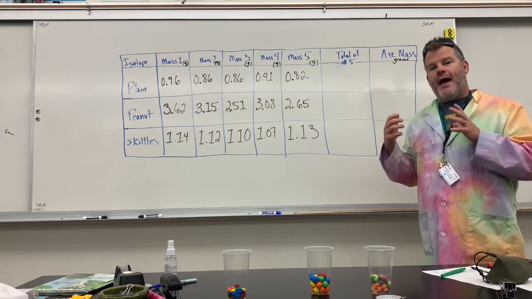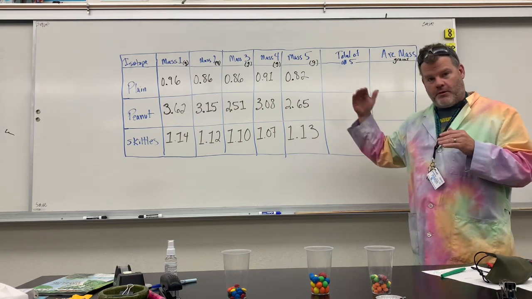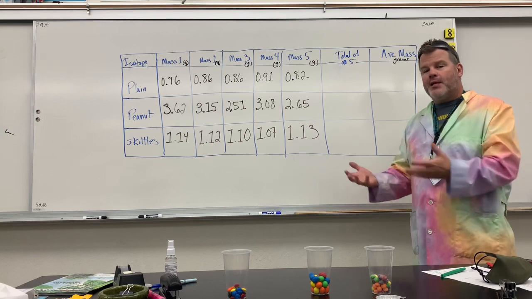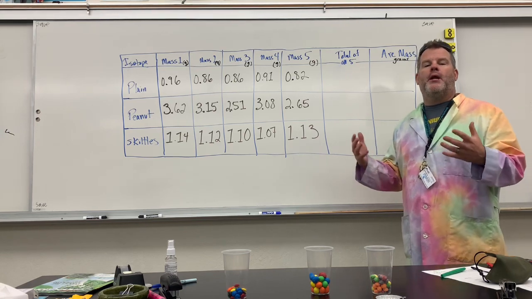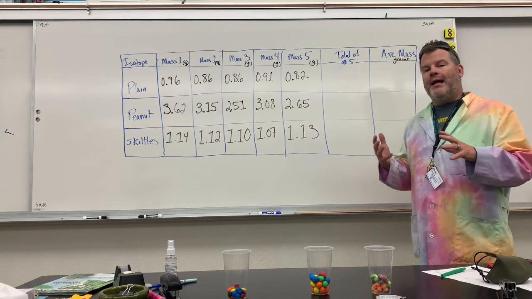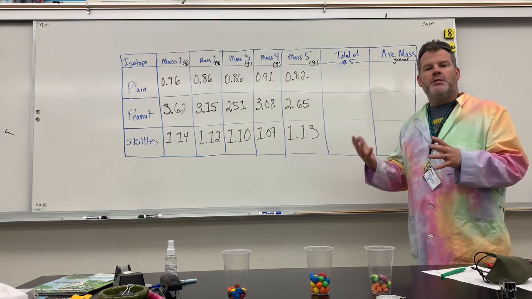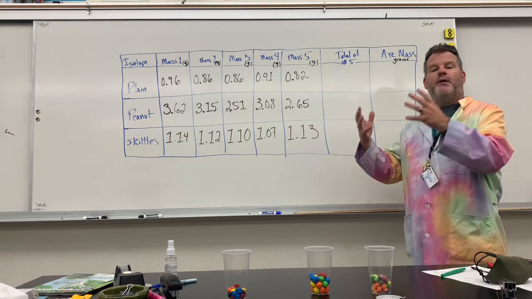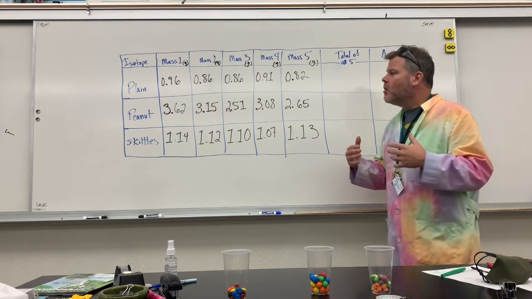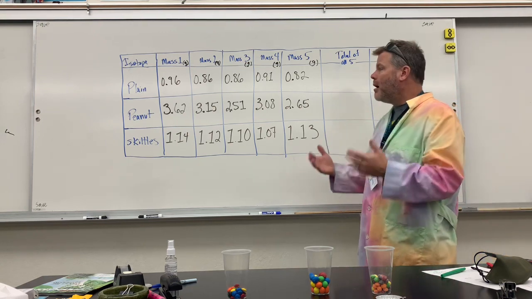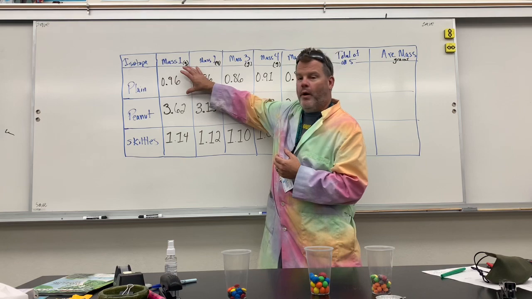Once we've found the average mass of each of our different types of isotopes, the next part is we're going to have to figure out percent abundance. And if you remember, anytime we do a percent it is always a part divided by whole. In this case, we're talking quantity. And the part is going to be one of our isotopes.